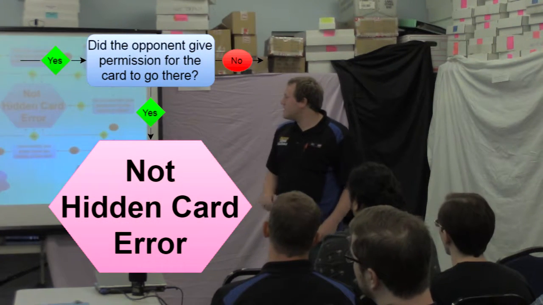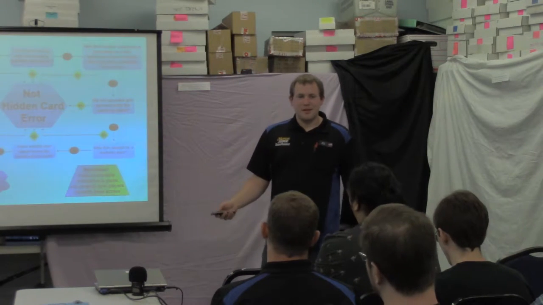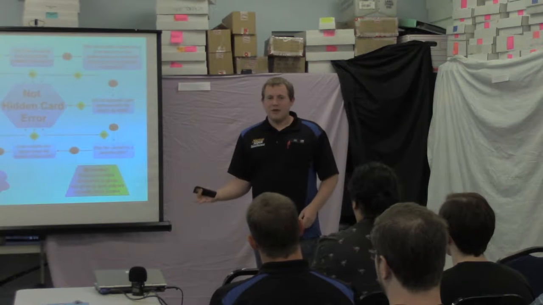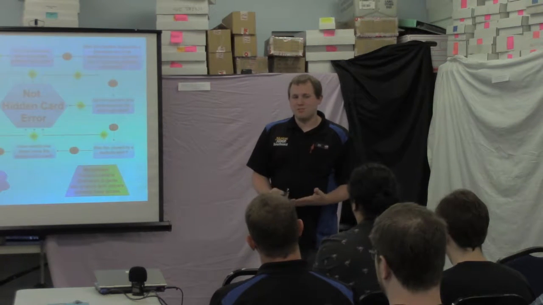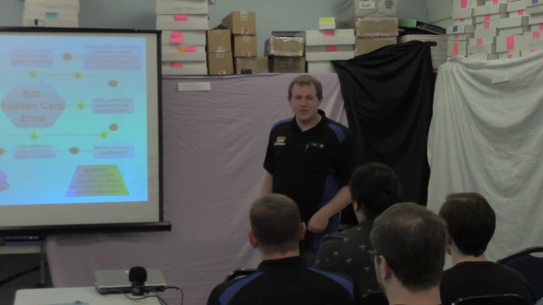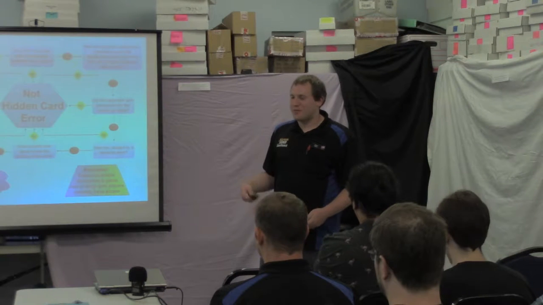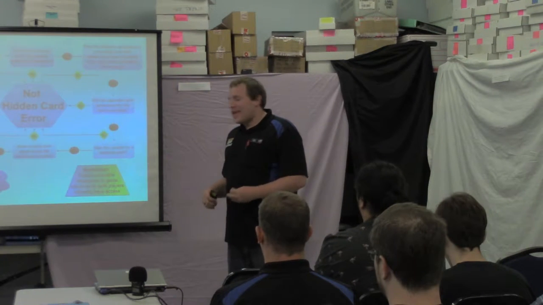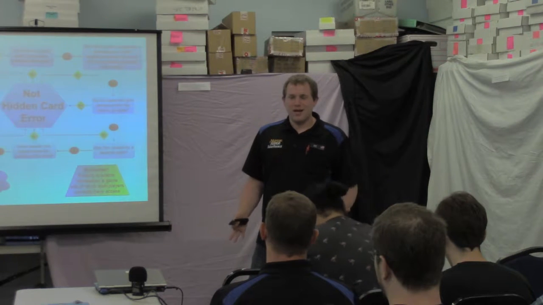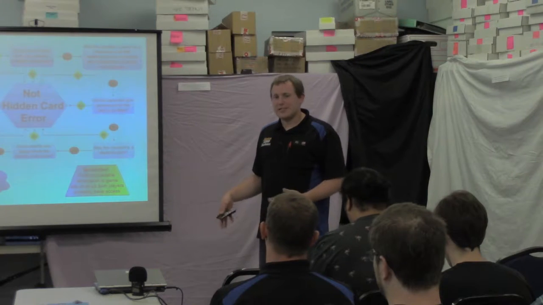Did the opponent give permission for the card to go there? If so, well, it's something else. If I allow you to do something, if I give you explicit permission, we're not going to penalize them. We're not going to get them on some random little dagger that this person's trying to throw at them, some angle shooter. So if they gave permission to let you draw that additional card, we're not going to go into the hidden card error fixes here.